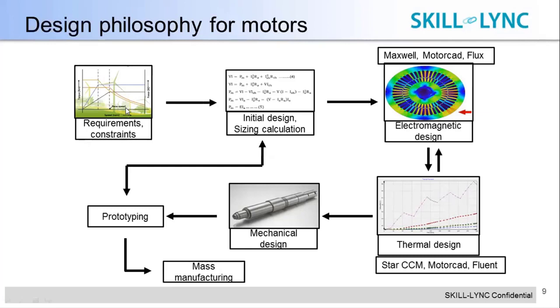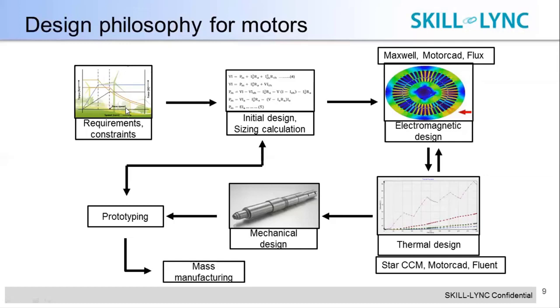Once you have that, the very first step is the initial sizing of the motor, to get an idea that, okay, this should be the diameter or this should be the length to achieve all the performance of the motor. This is primarily done because there is a lot of literature available, and many books. You can refer to those books and use the basic sizing equations and work out the initial sizing of the motor. This then becomes your starting point for further detailed design.